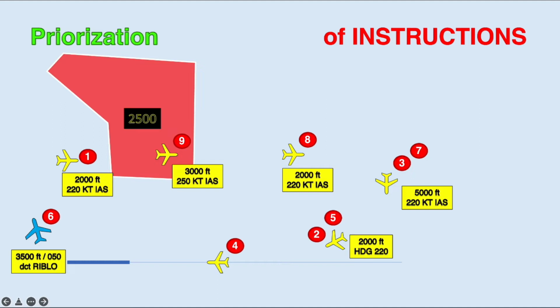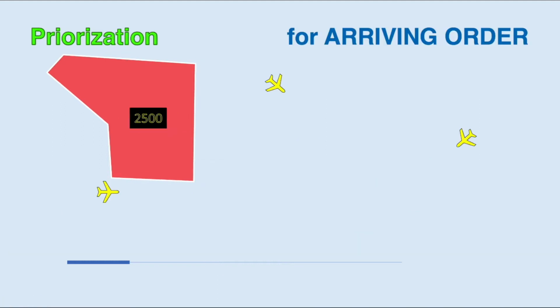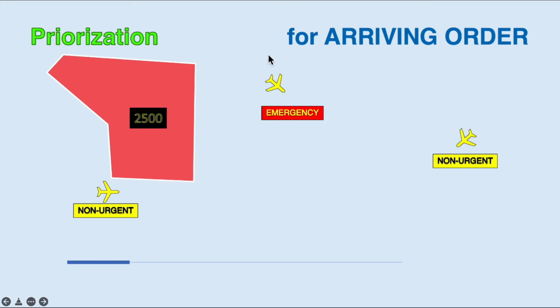of instruction. And let's say, what is the priority to land? What is the arriving order? So basically, traffics that are an emergency or urgency have more priority than the non-urgent ones. But also the traffics that come first, that are closer to the ILS, have more priority than the other ones. That means that the priority will be this one.